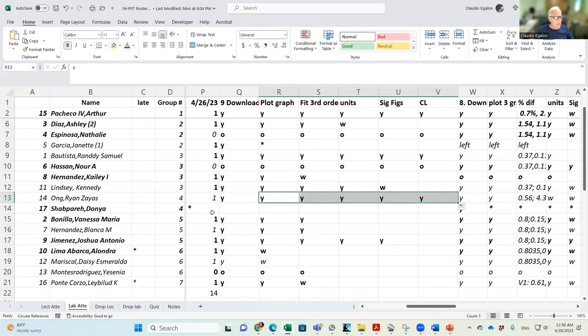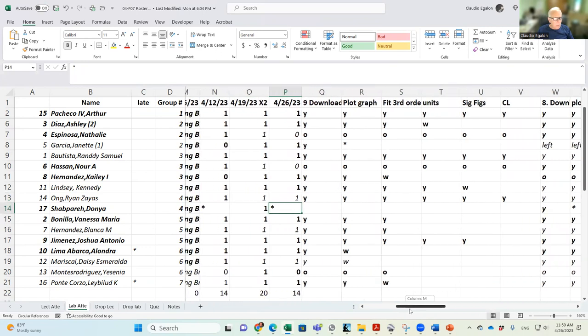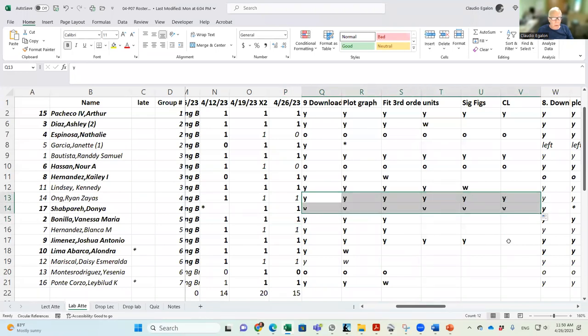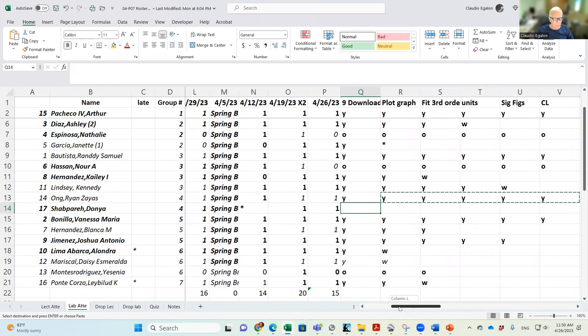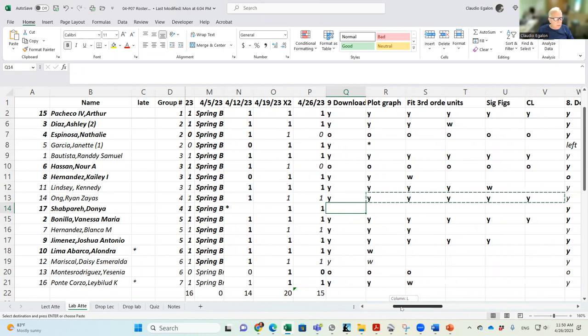What about Vanessa Bonilla? Are you there, Vanessa? I finished the units, sig figs and CL. Okay, so let's see. Okay, I'm gonna give you like pandas here. Next is, oh, wait a minute. I skipped it. Vanessa is here, right? Donia, are you there, Donia? I don't hear from Donia. It doesn't look like she's there. Okay.